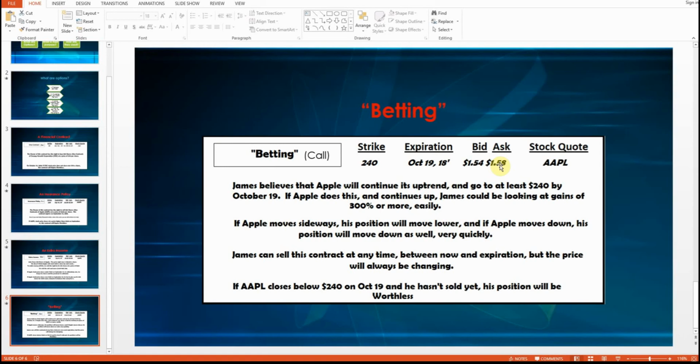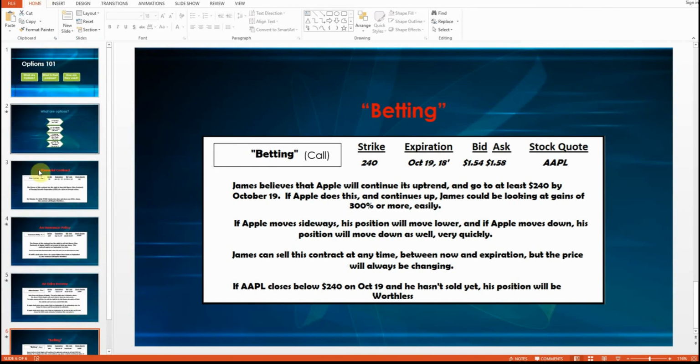The problem with options and the risky thing is that if Apple closes below 240 on October 19th and James hasn't sold his position yet, his position will be worthless. So this is just a quick lowdown on what options are about.